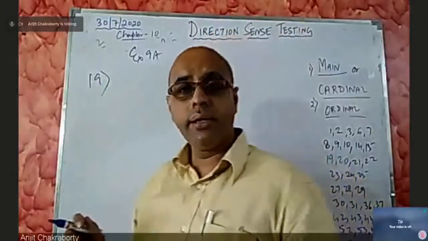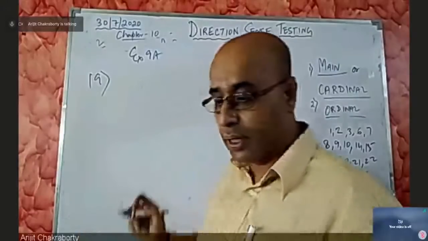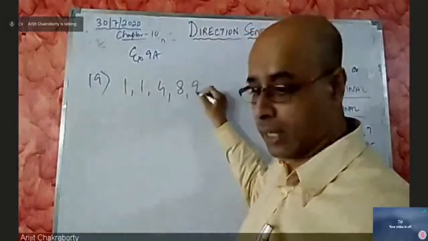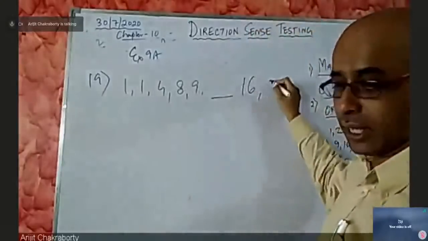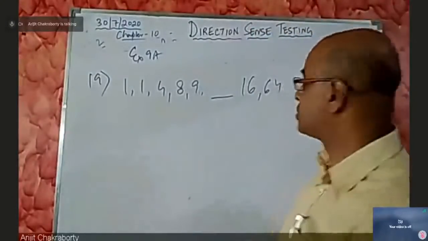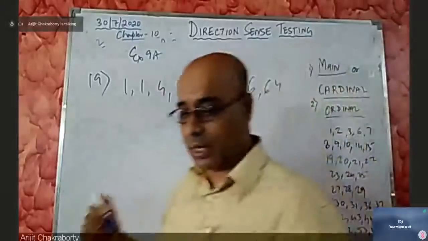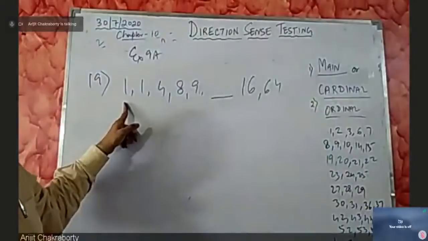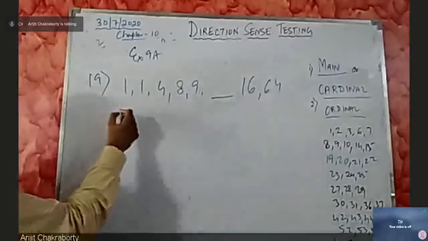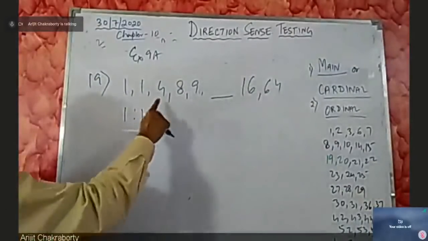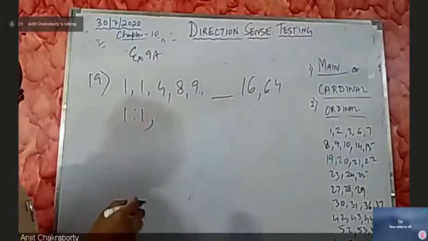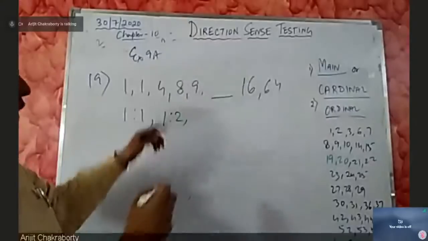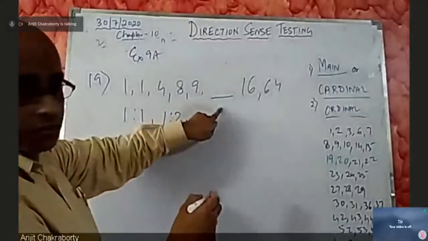Right. Number 19. So Manan Jain has requested me to take this up. The number series was 1, 1, 4, 8, 9, dash, 16 and 64. So if you see, the way I will argue here is, 1, 1. So 1, 1 means 1:1. 4 and 8. 4 ones are 4, 4 twos are 8. Okay? Then 9 and this one we will see.